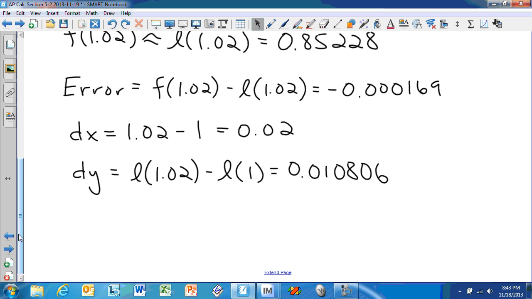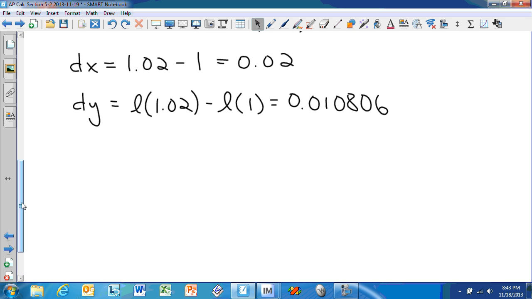We'll see. And then the next value they want me to calculate is delta x. So delta x, again, is the same as dx. So actually, I can just write that down. But remember, it's the change in the x values on our original function. So that's the 1.02 minus 1. That's why we get the same result for both dx and delta x, because they're the same calculation.